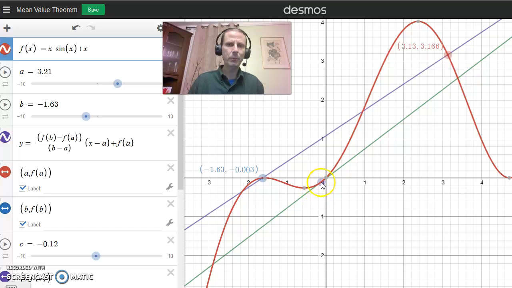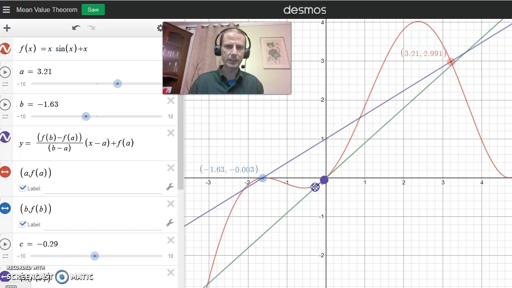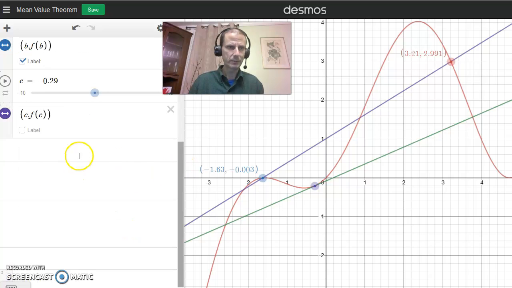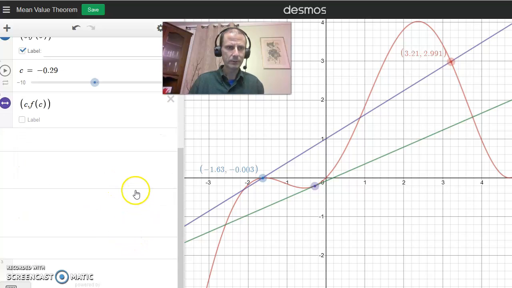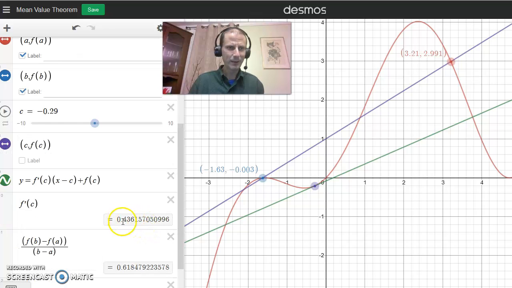And then you can move the point around which you're taking the tangent line, and you can try to get it to be parallel to the secant line. The mean value theorem says that this will be possible. You can even scroll down a little bit and check your answers at the bottom. So right now at the bottom we've got f prime of c is 0.36, whereas the slope of the secant line is 0.618.